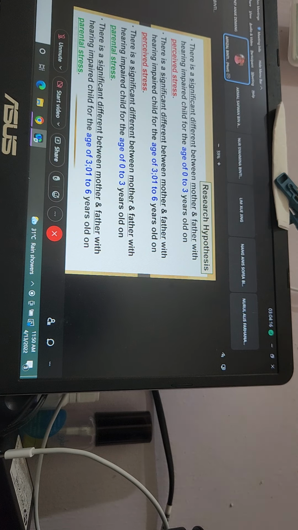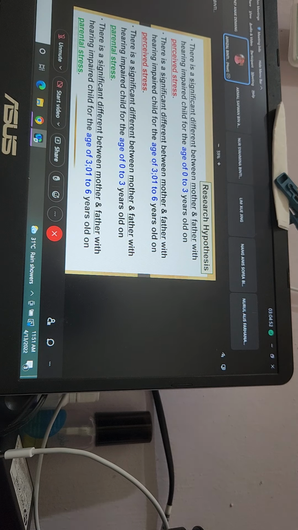So here, my first hypothesis, this is my assumption. There is a significant difference between mother and father with hearing impaired child for age 0 to 3. I use the same hypothesis for age 3 to 6 years old. I want to see, is there a significant difference between mother and father or is there no significant difference? Okay, when I put a significant difference, meaning that I'm going to use t-test because it's only two groups. Mother and father, so I can use t-test. I did the same thing for parental stress.